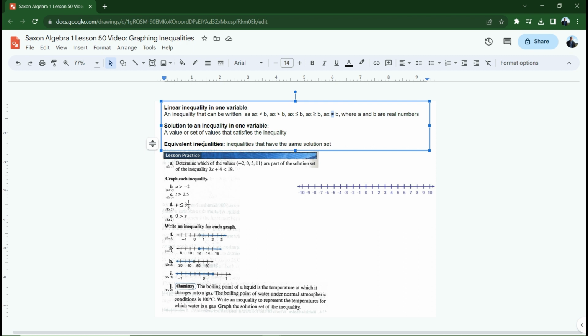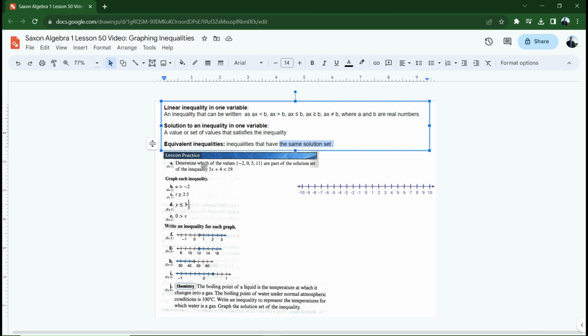And then equivalent inequalities. One of the things that we can do is use the rules of algebra to rearrange an inequality. We can add things to both sides, subtract things from both sides. And when we use the rules of algebra, we write inequalities that have different symbols, different numbers in different places, but they're actually the same inequality because they have the same solution set, even though they have a different representation of the solution set. All right, let's get started.